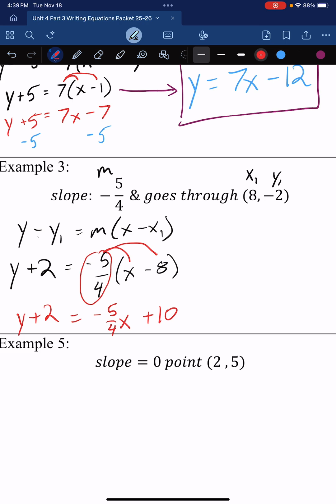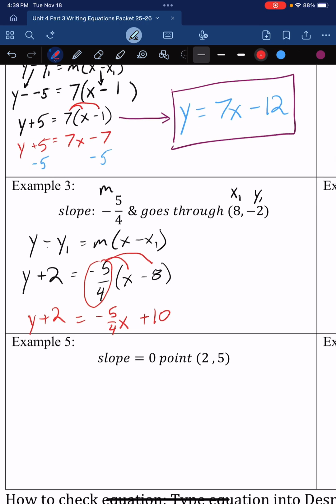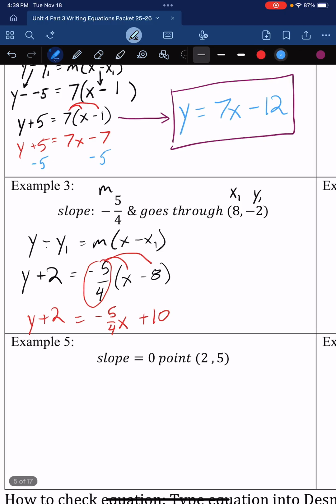Okay, and so then I can subtract the 2 from the other side, from the left, and that will give me an answer of y equals negative 5/4 x plus 8. And so that is in slope-intercept form, where I have a slope of negative 5/4. That checks out because that was given to me. So I need to make sure that I have that. And then I have my y-intercept now as well. And if I graphed this, I should be able to see that it does, in fact, go through the point positive 8, comma, negative 2.